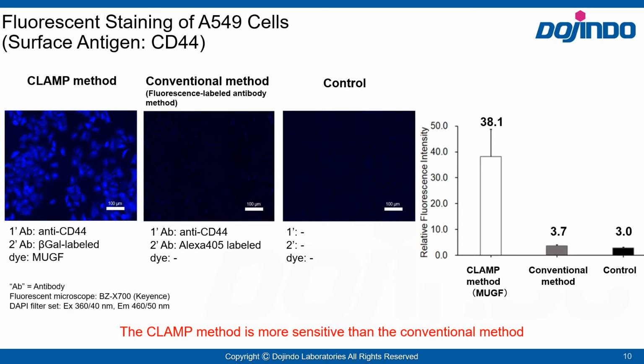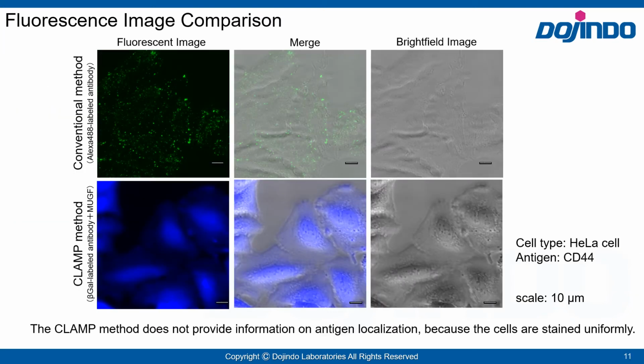To the right of those images is a bar graph quantifying the fluorescence intensity from the images on the left. This reveals the magnitude of the difference in sensitivity between clamp and the conventional method. Next, let's look at the fluorescence stained images themselves. In the upper left, we have a fluorescence image of a cell stained by the conventional method. We can see how the target antigens are scattered on the cell surface.